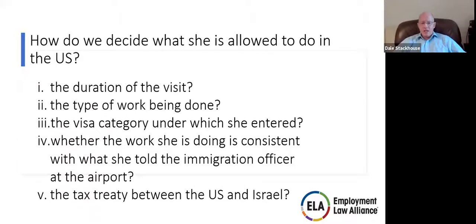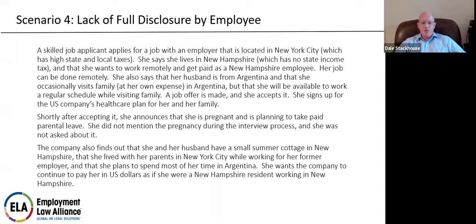Okay. So all of this means that what this computer expert told the immigration officer at the airport when she came in is relevant. The visa category she came in on is relevant. The kind of work she's doing, the time period she's here, all of those things are relevant. And whether or not she's taxable for the work she does in the US will, as Walter and Chris explained, depend in part on whether there's a tax treaty with that country. Let's move on to our fourth scenario, because I want to make sure we do leave some time for questions.